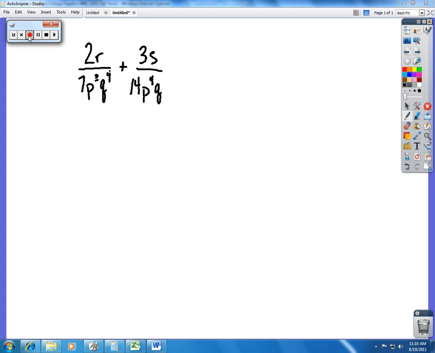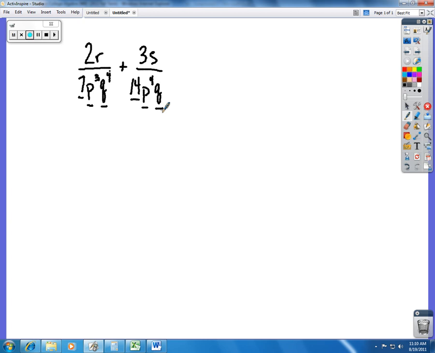Alright, so we're going to look at another example from this section. This should look like a 3. There we go. Okay, so this time we do not have common denominators. So we've got to fix that.